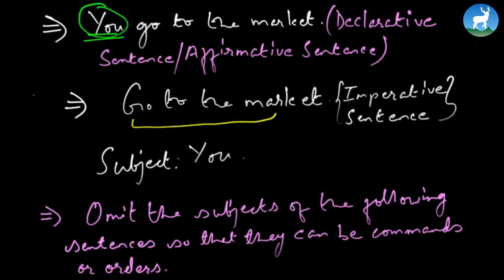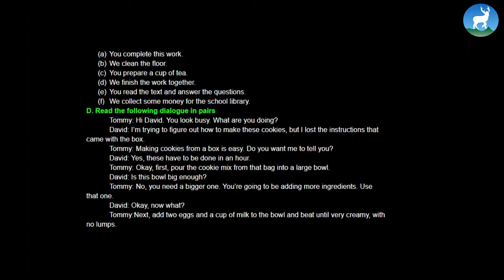Now, let's work on this, okay? All you have to do is remember to omit the subject, meaning what the sentence is talking about, and change it to imperative sentences. So here are the sentences. All you have to do is omit the subject and just make it an imperative sentence.